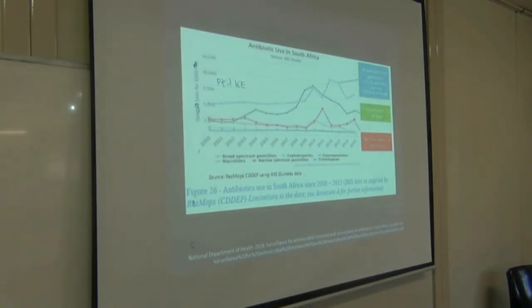If you look at the use of antibiotics, broad-spectrum penicillins, like your co-amoxiclav, then obviously trimethoprim and sulfamethoxazole. That makes sense because you have a very big HIV-AIDS population. And the narrow-spectrum penicillins are used much less than broad-spectrum penicillins. Does that make sense? Not really, because narrow-spectrum penicillin is your first-line one. Broad-spectrum is your second-line one. So what is happening?